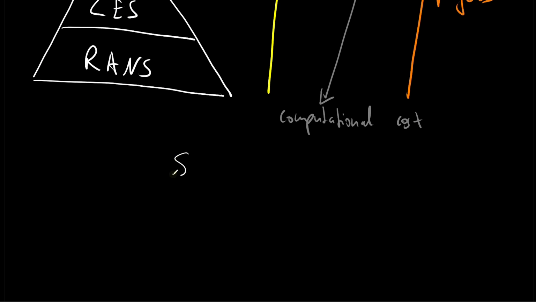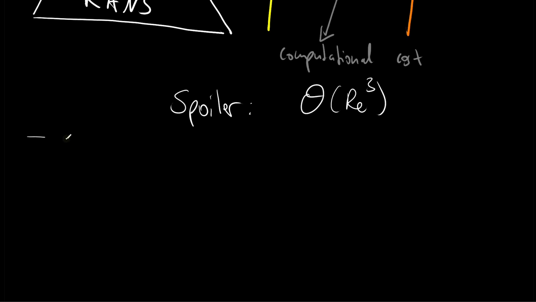And spoiler alert, what we are going to come up with is that the cost of direct numerical simulations is going to be roughly the Reynolds number of our flow cubed, and then we will look at some examples of what this means for realistic engineering applications, also in comparison with the world's most powerful supercomputers. But let's start from the beginning. What are we talking about?